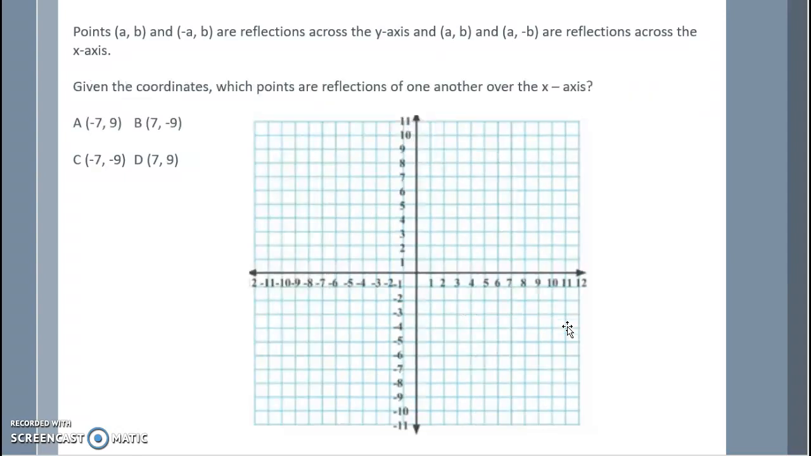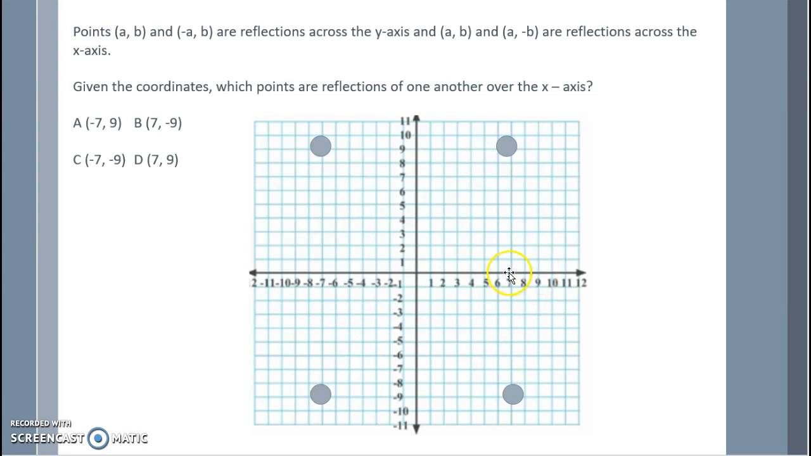Given the coordinates, which points are reflections of one another over the x-axis? Point A, (-7, 9), is in the top left quadrant, so the second quadrant. (7, -9) is down here. These are not reflections over the x-axis. This is actually a reflection over the origin.